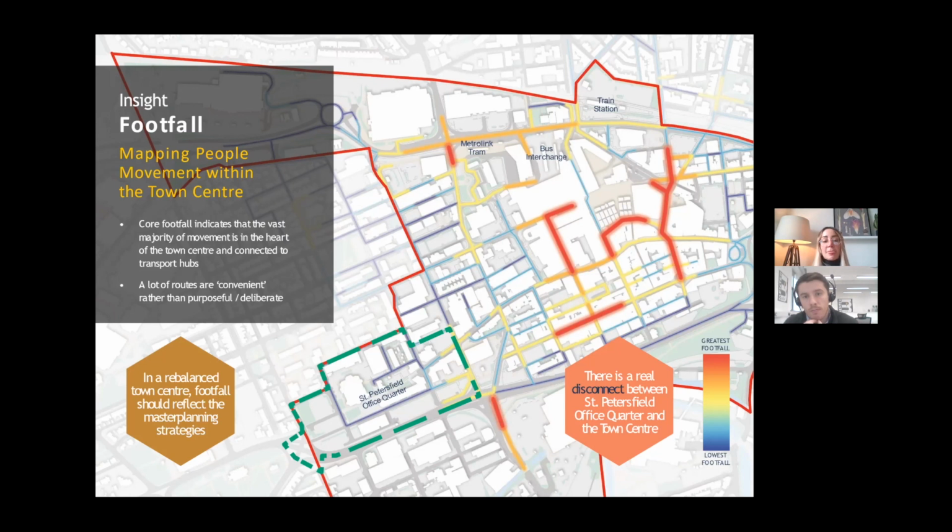What we can see here, however, is that the pedestrian footfall is concentrated in the core of Ashton town centre. So the vast majority of movement that we see is really around that retail core, around the shopping centres. But there's really, as you can see, a disconnect between pedestrian flow from the transport links to the north, but also very much between the St Petersfield Office Quarter and the town centre. So clearly those using the St Petersfield Office Quarter and the new businesses are not moving, at least on foot, from that area to the town centre.